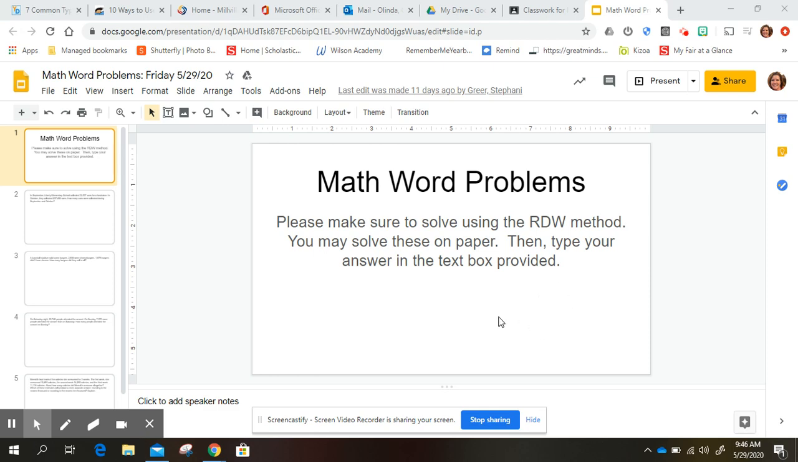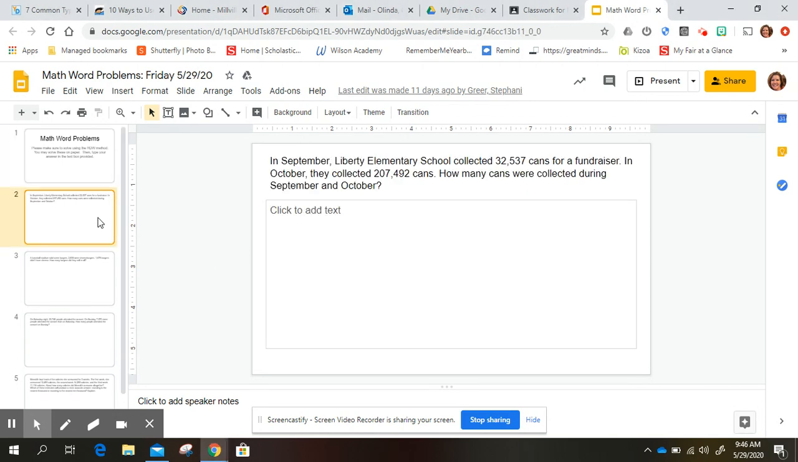Good morning, fourth graders. For Mrs. Greer, here are your math word problems. Please make sure you solve using the RDW method. You may solve these on paper, then type your answer in the text box provided.